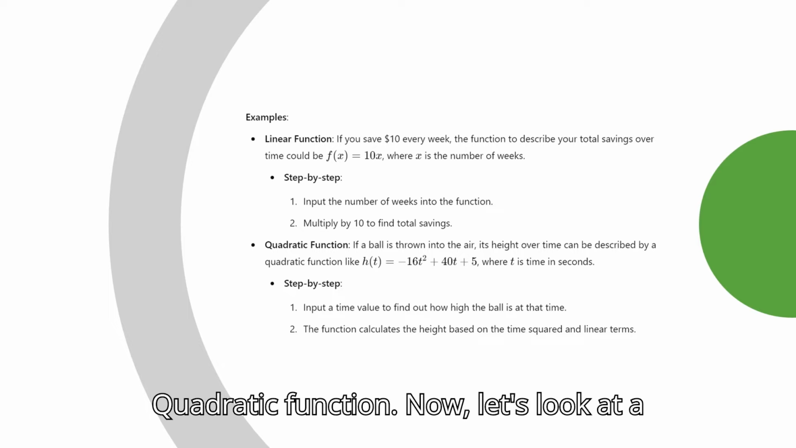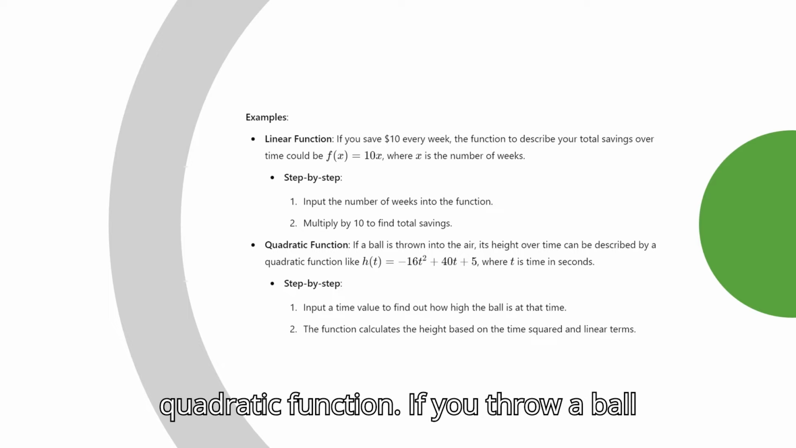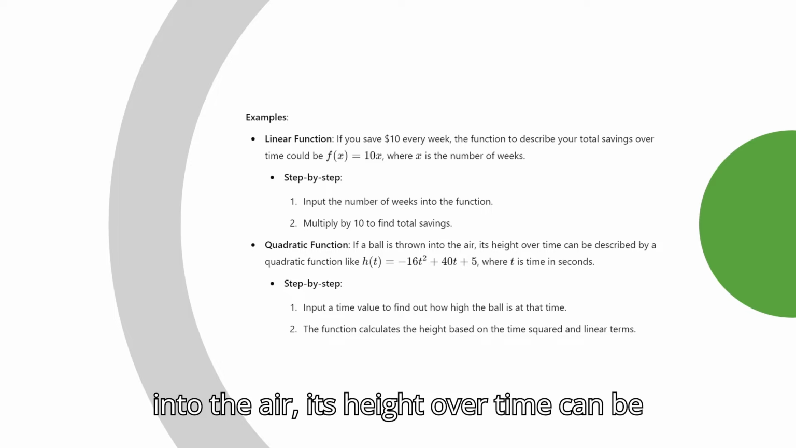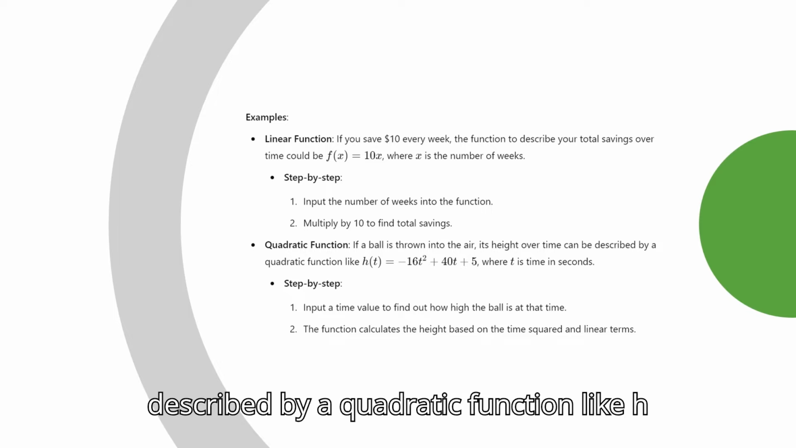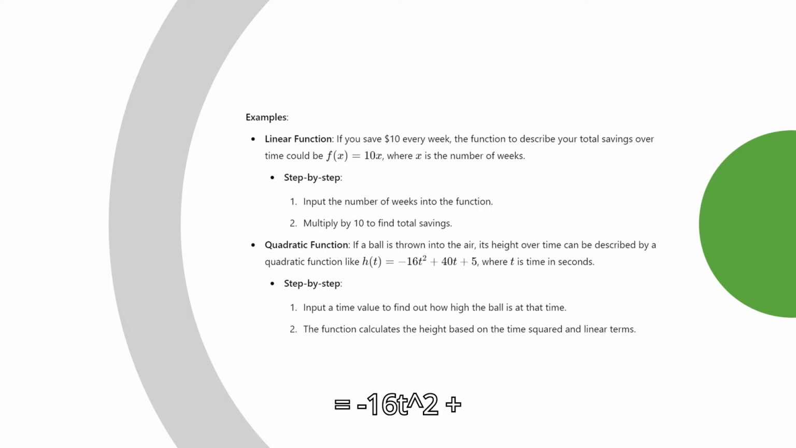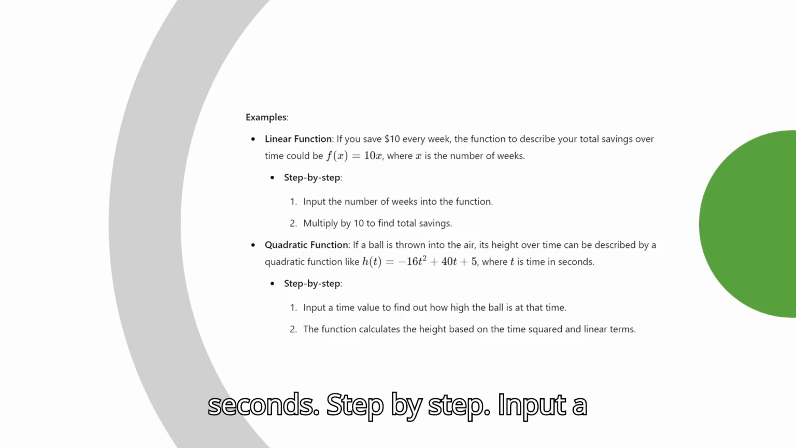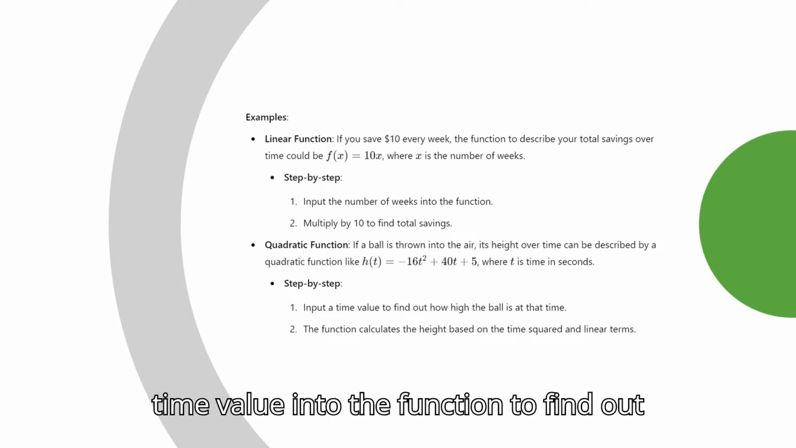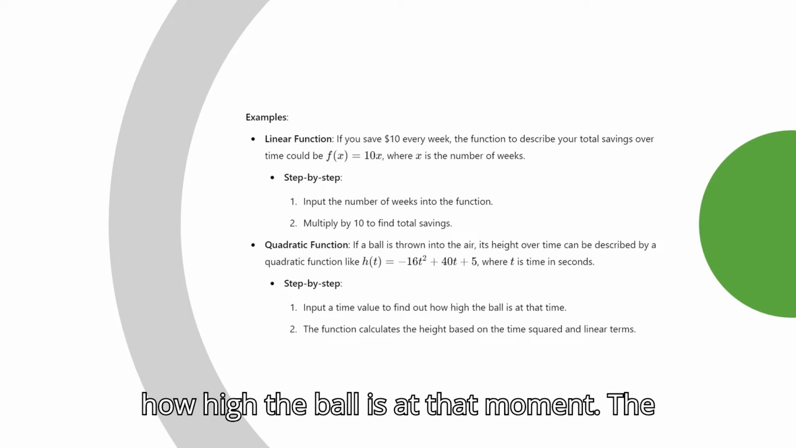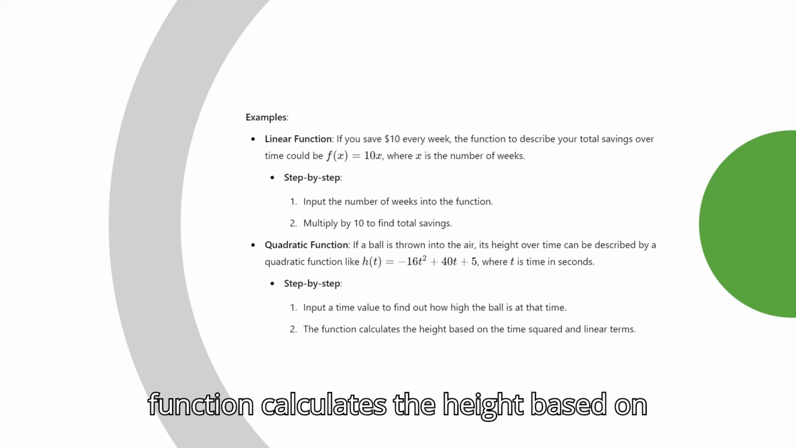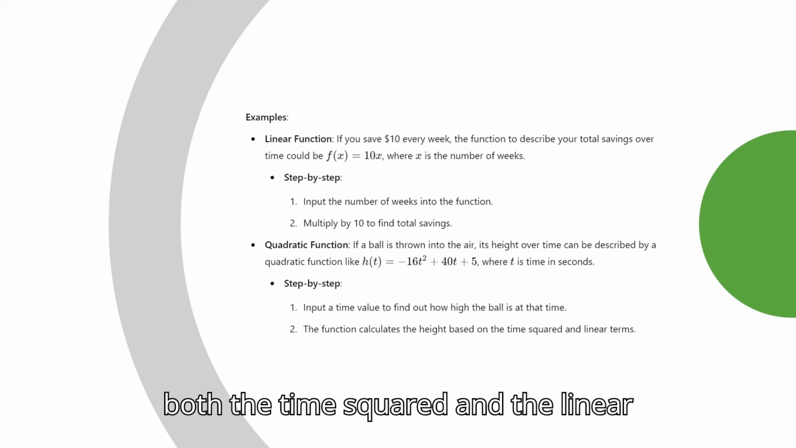Quadratic function. Now, let's look at a quadratic function. If you throw a ball into the air, its height over time can be described by a quadratic function like h of t equals negative 16t squared plus 40t plus 5, where t represents time in seconds. Step by step. Input a time value into the function to find out how high the ball is at that moment. The function calculates the height based on both the time squared and the linear term.